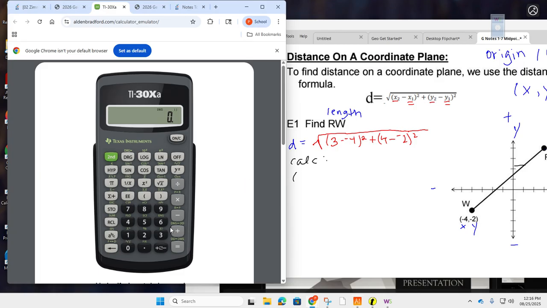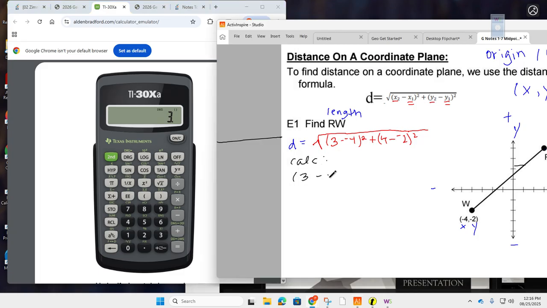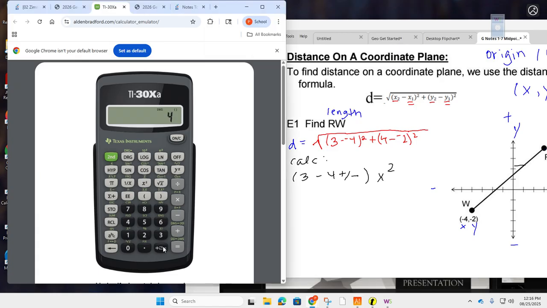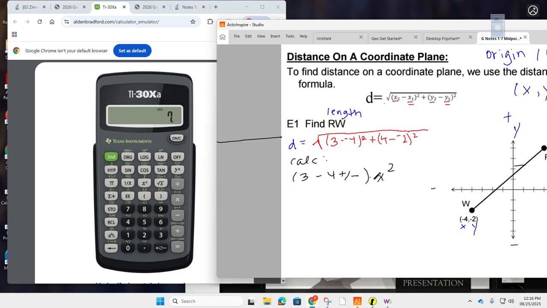3 minus -4, so 3 minus, and remember, -4 is 4, and then that plus minus button. And then our x squared button. So 3 minus 4, negative button. Actually, give me equals first. Equals, then the x squared button.